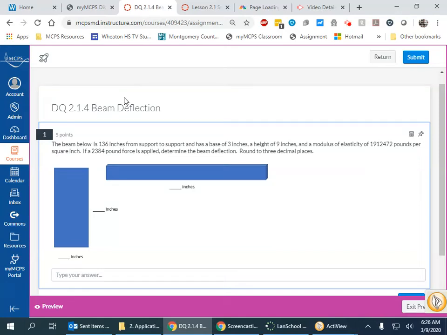What we're going to do here is a beam deflection calculation. So it says the beam is 136 inches, and that's important for me to know. That is going to be our length. It says it has a base of 3 inches and a height of 9 inches. All right, so 3 inches by 9 inches. That's this dimension and this dimension here.